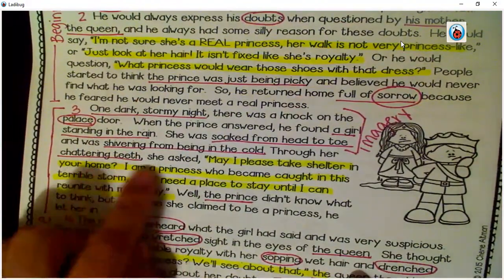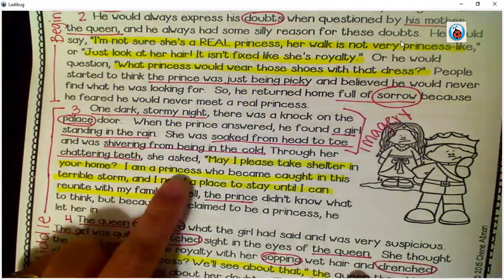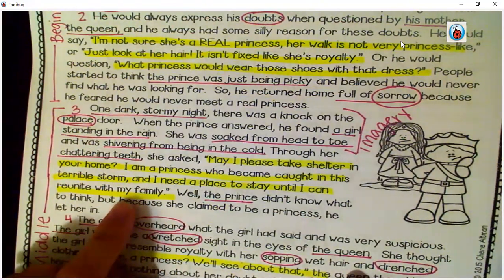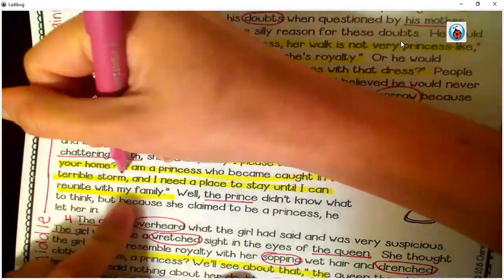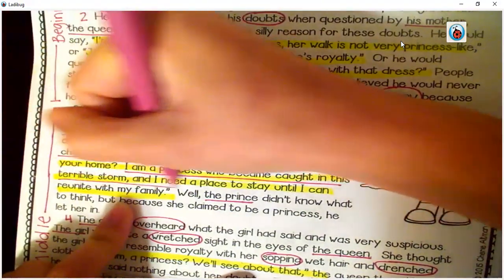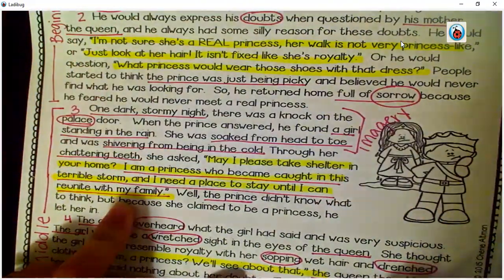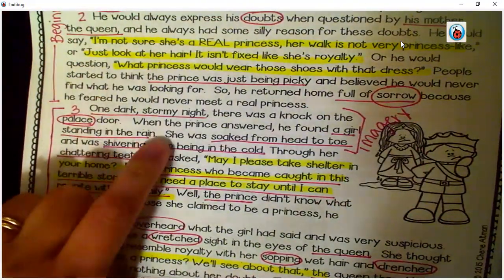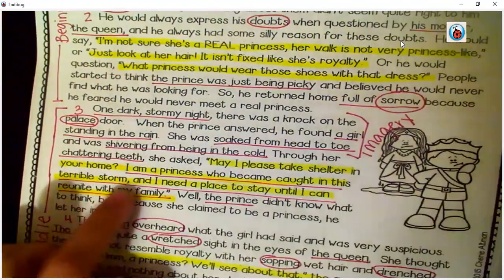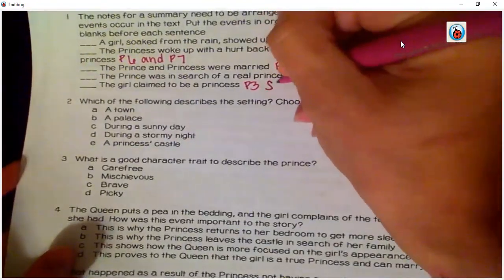Through her chattering teeth, she asked, "May I please take shelter in your home? I am a princess who became caught in this terrible storm, and I need a place to stay until I can reunite with my family." So here's where she said, "I am a princess." This sentence right here. And I'm going to count that now. So this is 1, 2, 3, 4. This is sentence 5. Paragraph 3, sentence 5. So I know that was some counting.